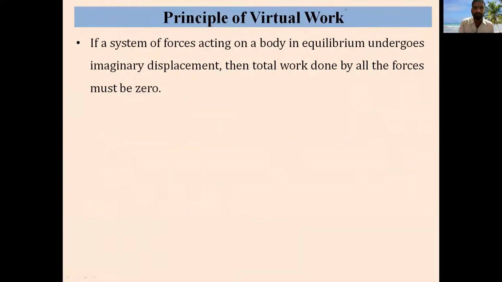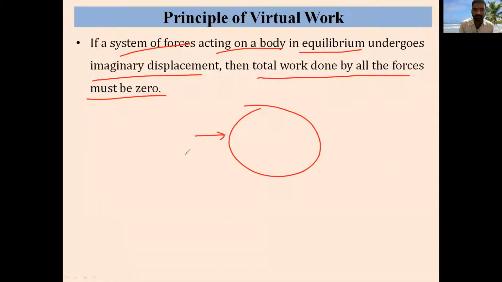What does the principle of virtual work say? If a system of forces acts on a body under equilibrium and it undergoes imaginary displacements, then the total work done by all the forces must be zero. Consider this body subjected to forces F1, F2 and F3. F1 will produce a displacement d1, F2 will produce d2, and F3 will produce d3.